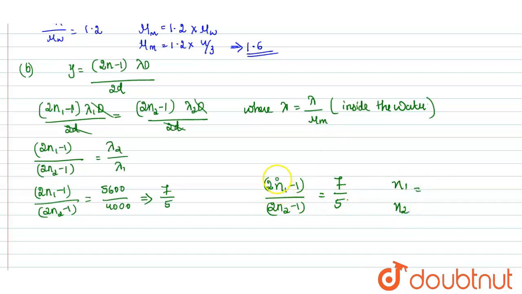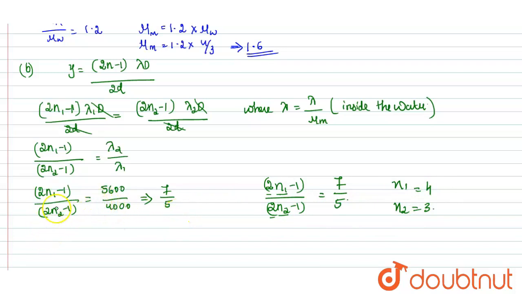That is, if we substitute some value for n1, we should get 7, that we have to check. If we substitute n1 as 4, that means 4 into 2, that is 8, minus 1 is 7. So n1 must be 4 and n2 must be 3 to get 5 as the answer. That is 3 into 2, 6, minus 1 is 5. So n1 is equal to 4 and n2 must be 3.